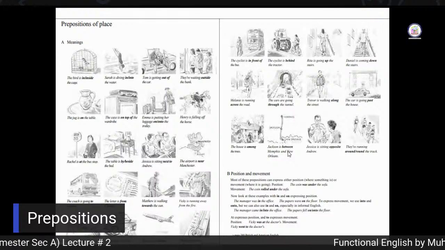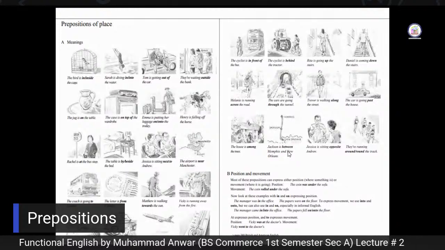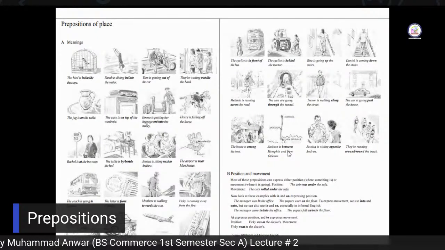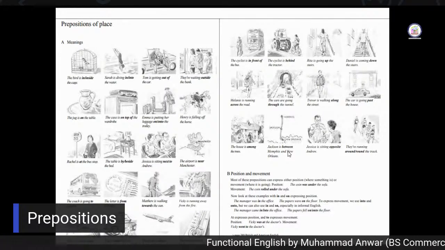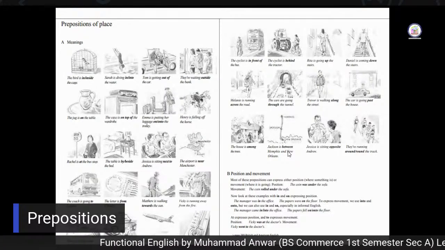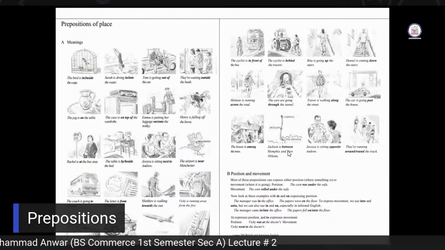Jessica is sitting next to Andrew. Now, next to means barabar mein. When people are sitting together, we can use one is sitting next to another, like this. Near is a commonly used preposition which means kareeb. The airport is near Manchester.